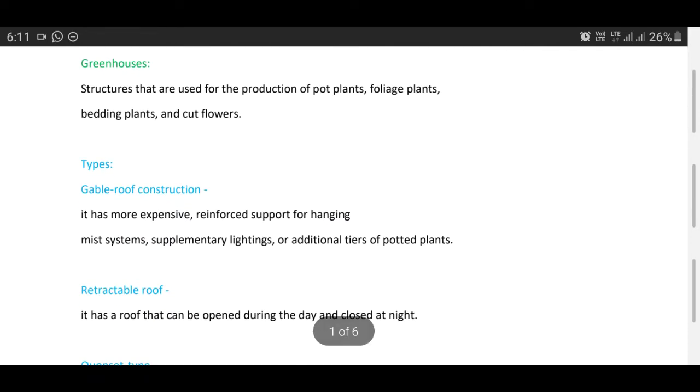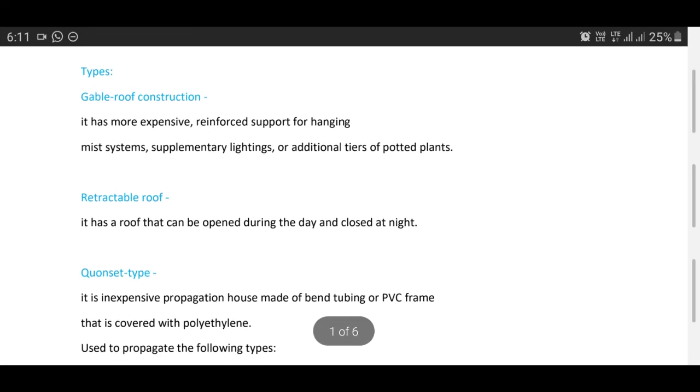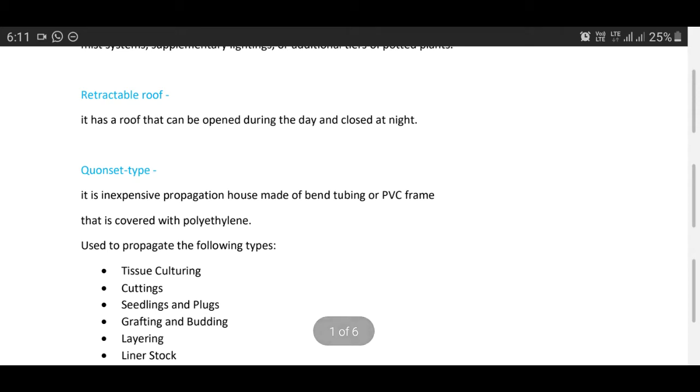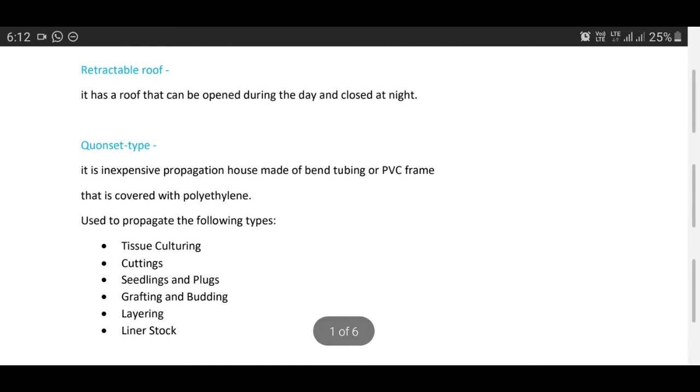Greenhouse types. First one is gable roof construction. It has more expensive reinforced support for hanging niche systems, supplementary lightings, or additional tiers of potted plants. Retractable roof. It has a roof that can be opened during the day and closed at night. Quonset type. It is an inexpensive propagation house made of bent tubing or PVC frame that is covered with polythene.